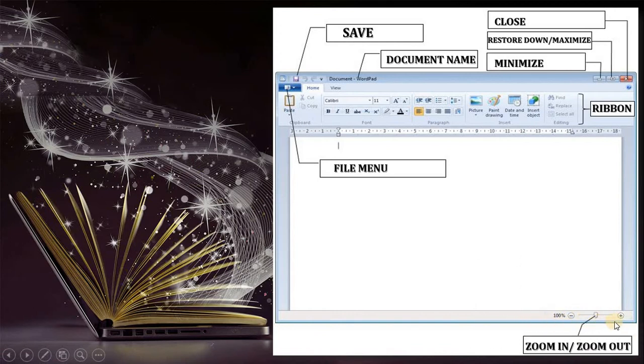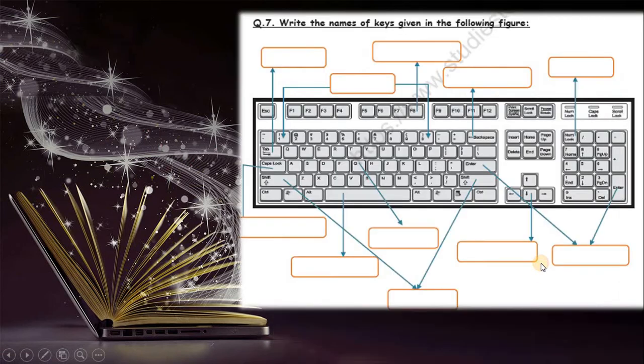What? Zoom in and zoom out. From here, the plus sign, we can zoom in. By clicking on the minus sign, we can zoom out. Right? Now see the next activity.